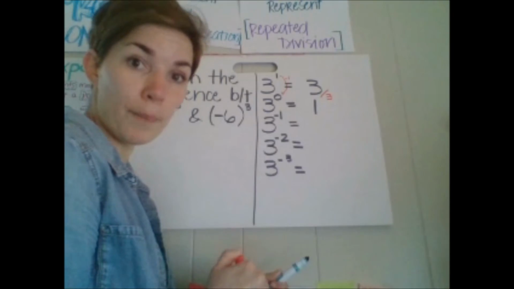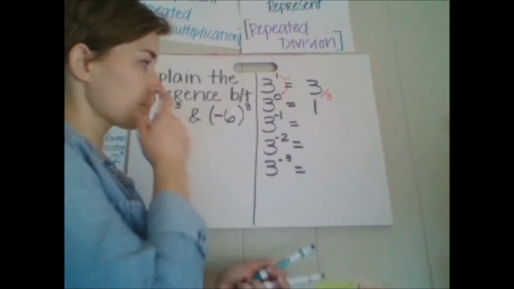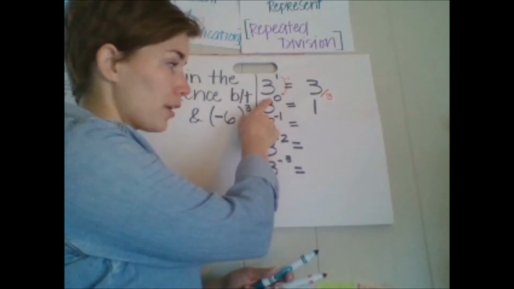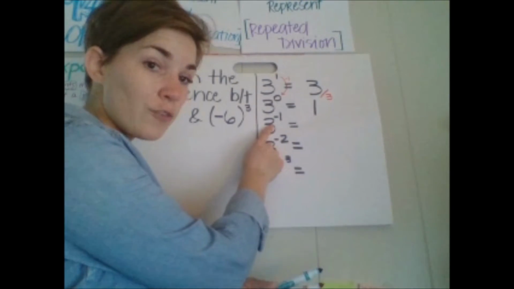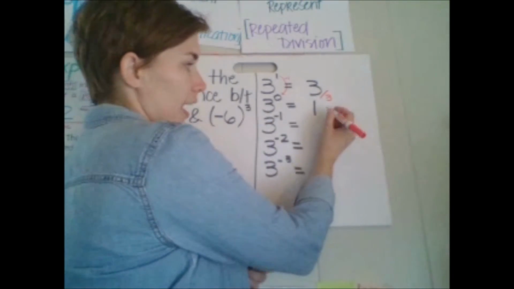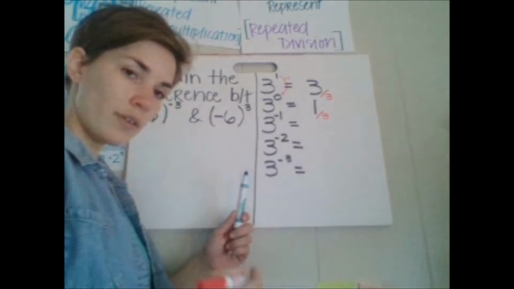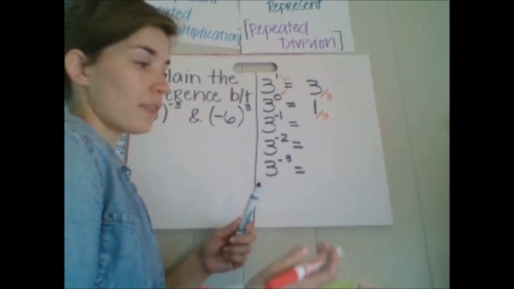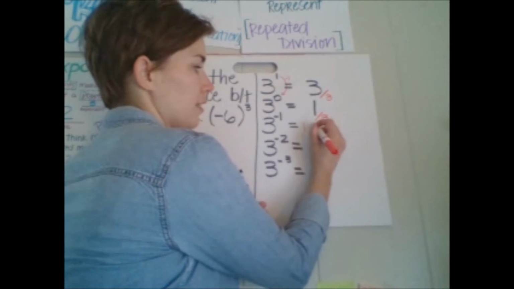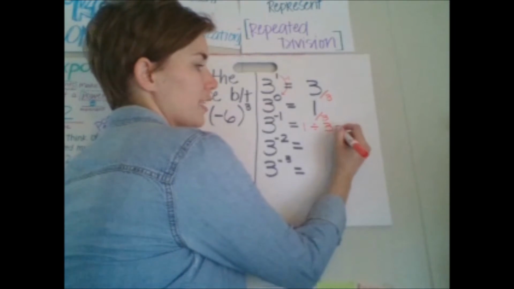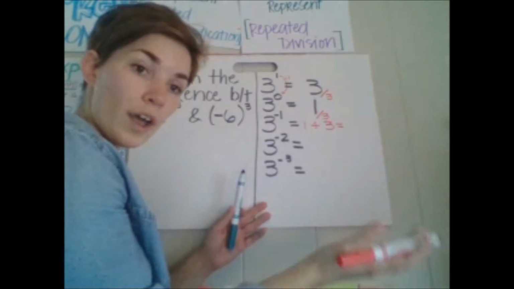It's all about the base. Okay, so in order to go from 3 to the 0 power to 3 to the negative 1 power, we're going to need to divide 1 by 3. Okay? 1 divided by 3 is going to equal 1/3.